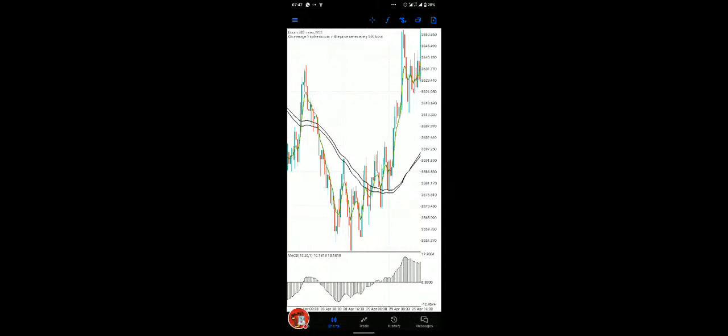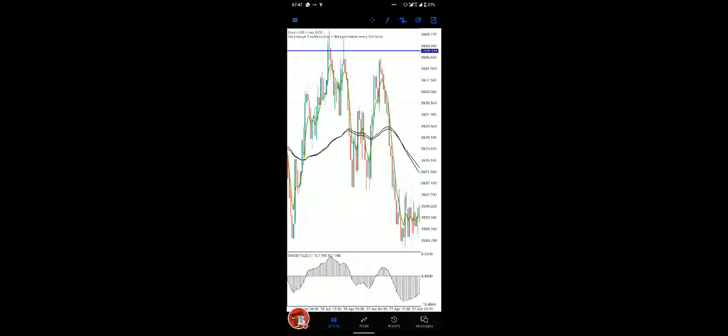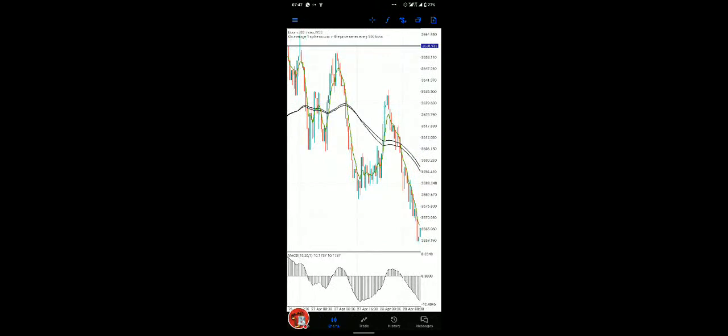What I have here is moving averages. I have three moving averages. Then I have a MACD oscillator, a MACD histogram, to help us understand how to use the confluences. So let's go right into the setups.